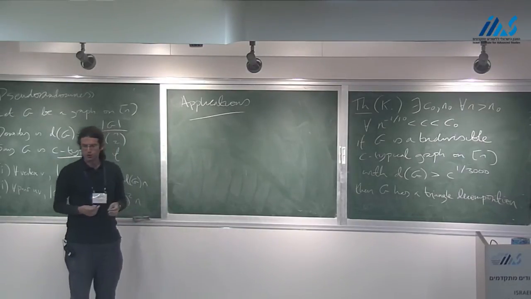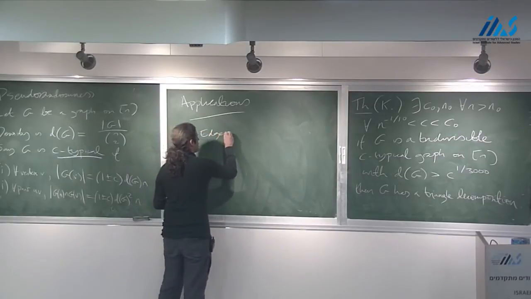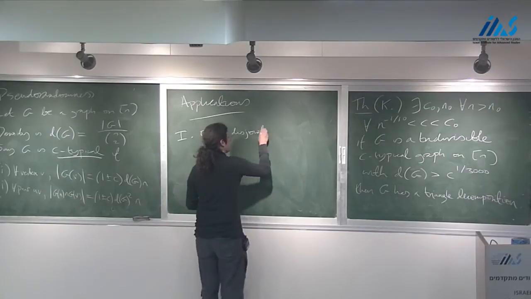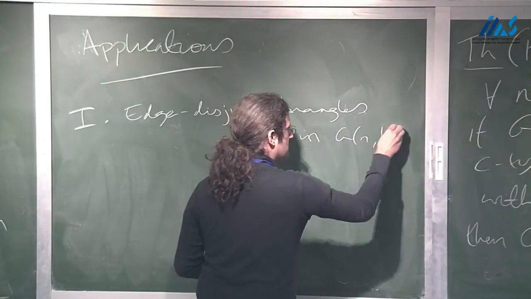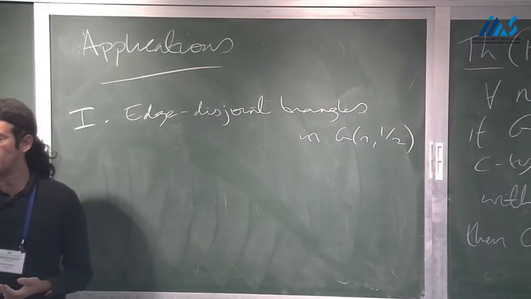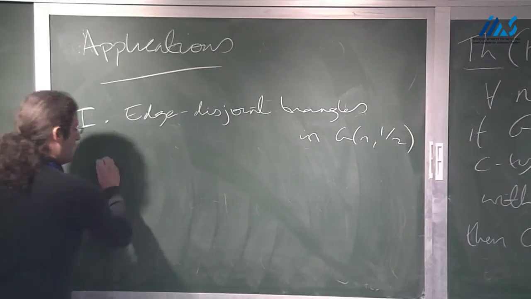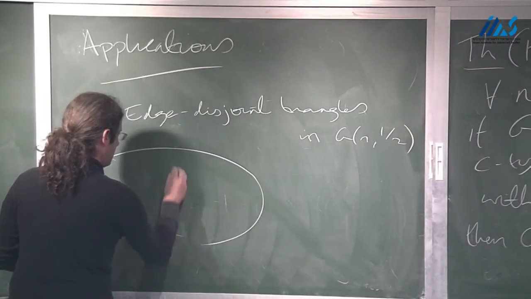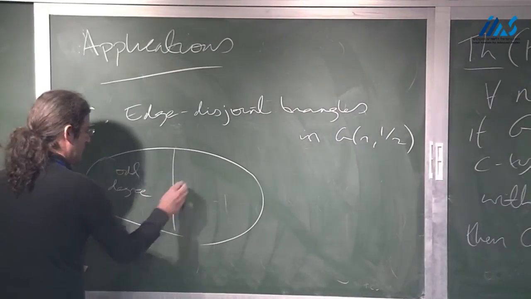So suppose I just consider the usual random graph model. I want to look for edge disjoint triangles in G(n, 1/2). So every edge appears with probability a half. How many edge disjoint triangles can you find with high probability? Now you won't expect to find a triangle decomposition because it's not going to satisfy the divisibility conditions. Looking at the vertex set, with high probability about half of them will have odd degree, and half will have even degree.